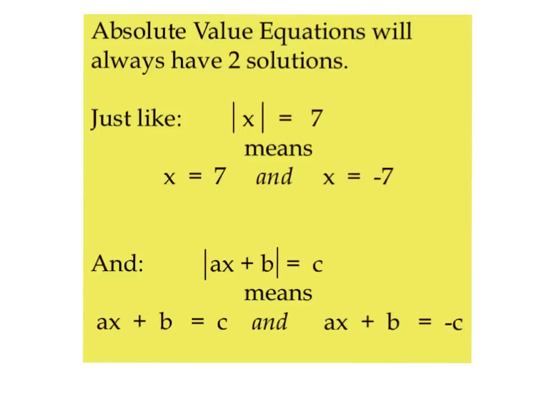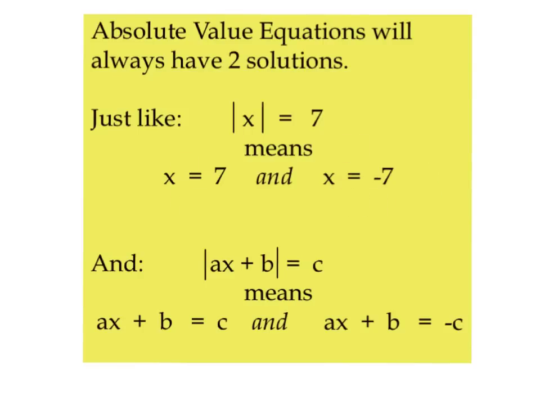An absolute value equation will always have two solutions, and the reason for this is because the absolute value is the distance a number is from zero. So when I have the most simple absolute value equation, such as the absolute value of x equals 7, what this really means is that there are two numbers 7 units away from 0, 7 and negative 7.